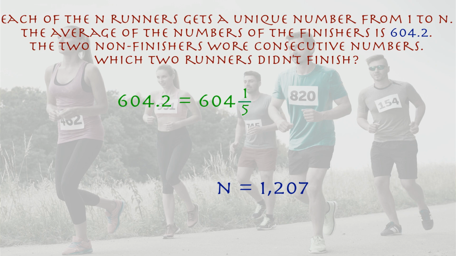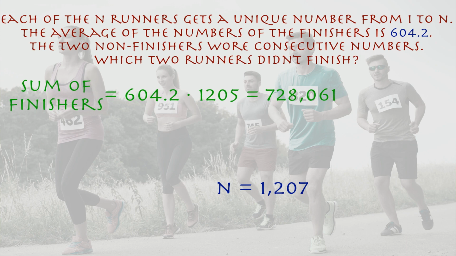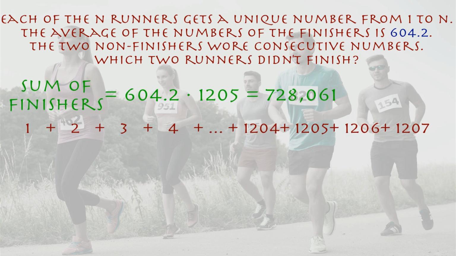And since the average number of the finishers was 604.2, all I have to do is take that 604.2 and multiply it by 1,205 to figure out the sum of the numbers of the runners who finished the race. My calculator claims that sum is 728,061. Now I just need to know the sum of the numbers of all the runners who ran the race, and look at the difference to figure out who didn't finish. Hey Gauss, you mind figuring that out for me real quick?